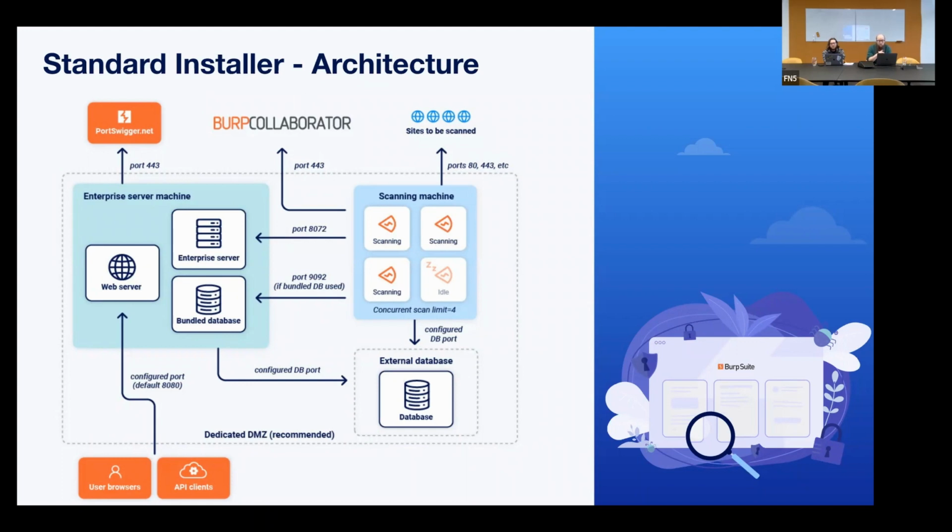We've got various bits of ingress and egress going on there. So the top one, portswigginar.net, that's required for license activation. You can apply a network proxy to the enterprise server if you don't typically allow access to public networks, but that's for license activation and also how we deliver automatic updates. But we do support offline updates if that's a requirement for yourselves.